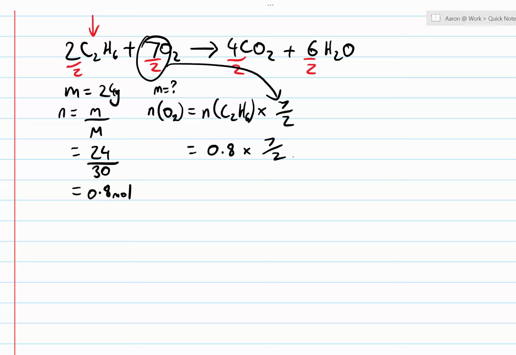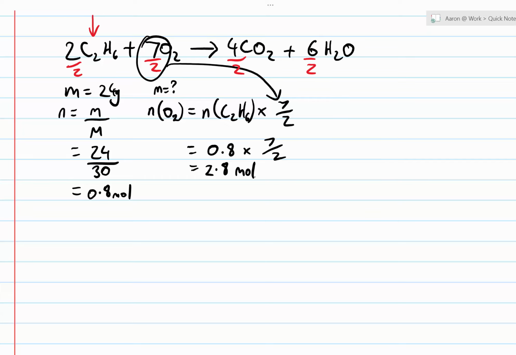Just try to work this out on a calculator while I'm speaking to you. Bear with me, I probably should have done this earlier. This is why I'll never be a professional film producer. 0.8 times 7 over 2, 2.8, I get. So we have 2.8 mole of O2.